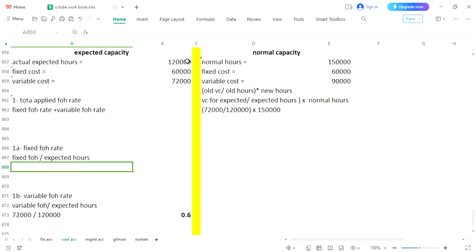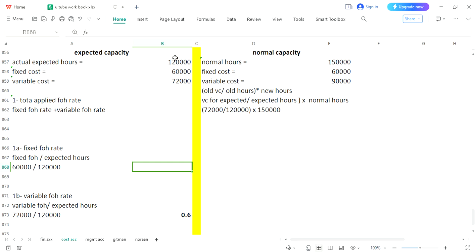Now we are going back to calculate the fixed FH rate. The formula is very simple. Fixed FH, and here fixed FH is 60,000, and it would be divided by expected hours. Expected hours are mentioned over here, 1,20,000. Statement completed, we can calculate the rate over here, 60,000 divided by 1,20,000. So we have our rate present over here as well.